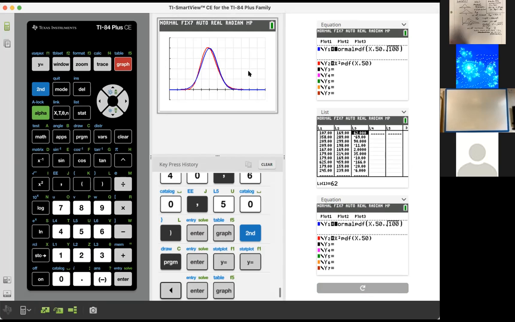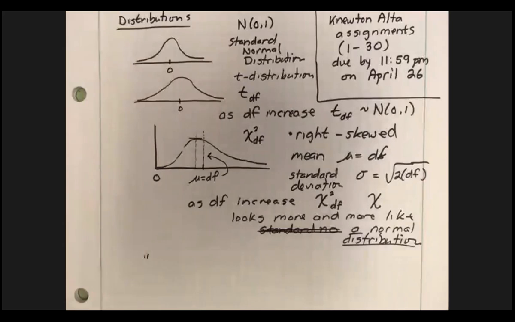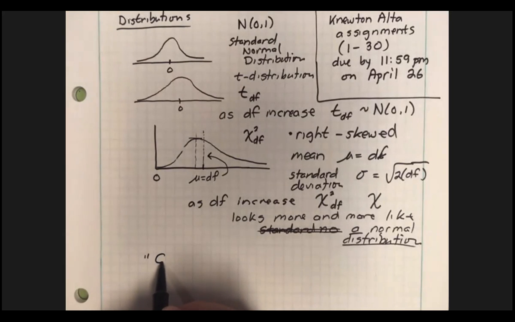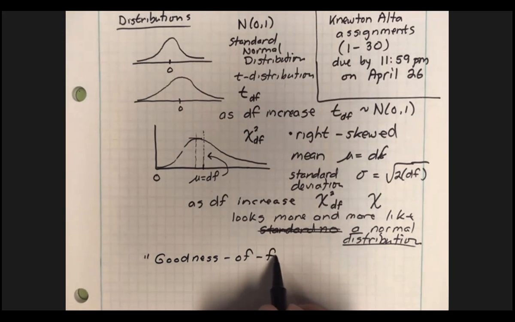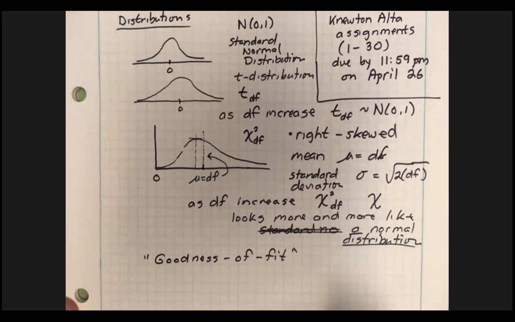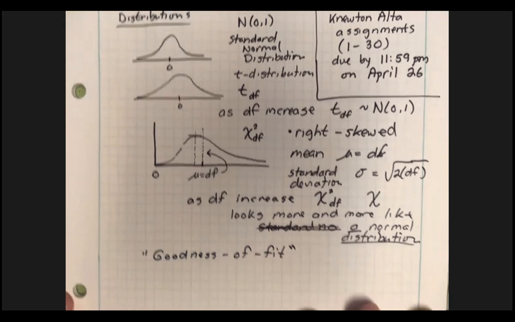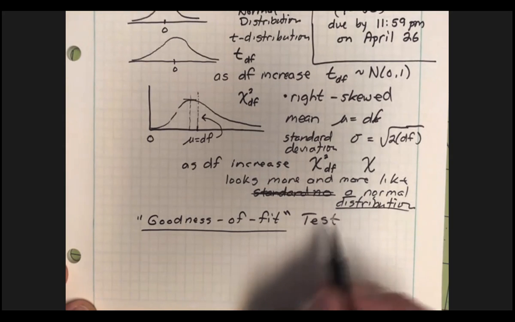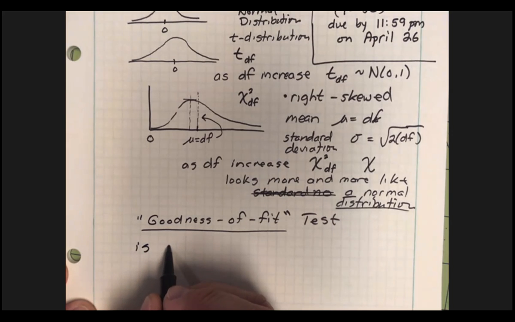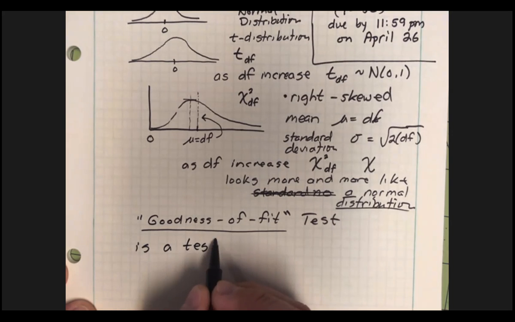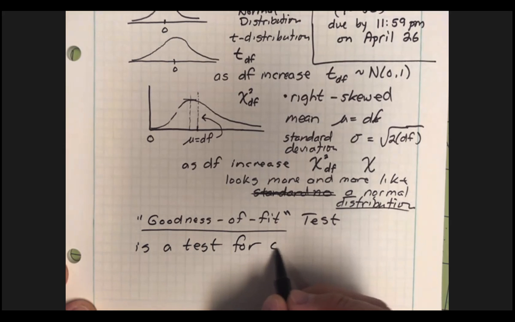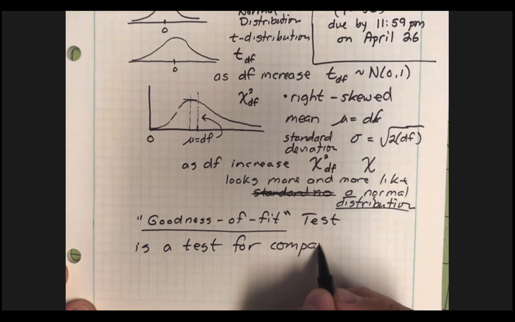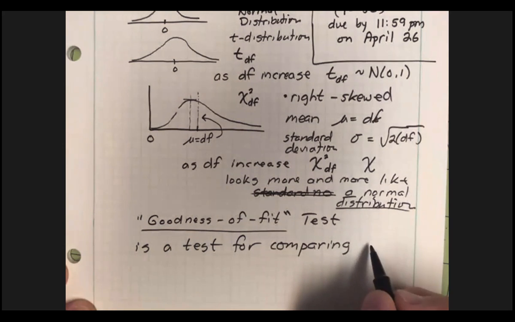Let's do, I'll stop sharing the calculator. Let's do what people call a goodness of fit test. A goodness of fit test is a test for comparing two distributions.